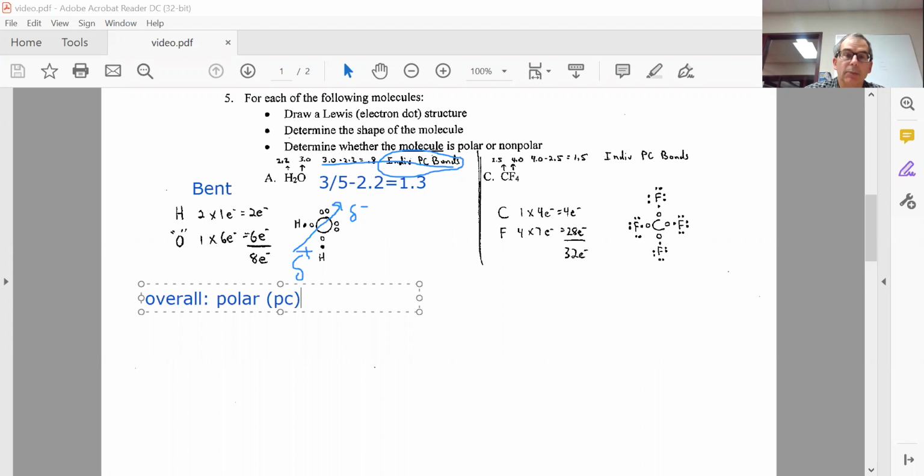And why would you say it's polar PC? Because the dipoles do not cancel out. There's a negative region by the oxygens and positive by the hydrogens.